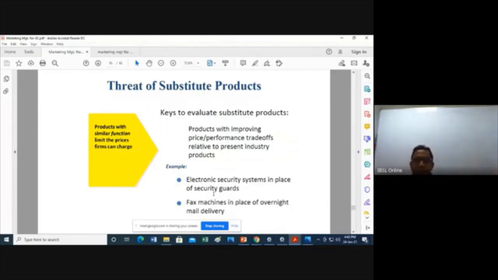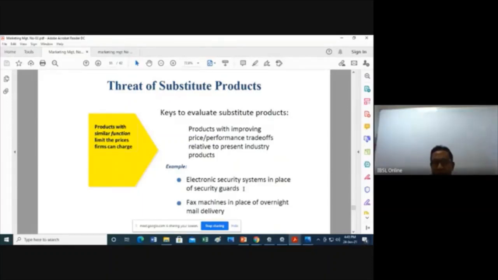Now the security guard's job is going to become very much extinct, because there are security cameras and security systems in place that can reduce the number of security guards in deployment. And fax machines in place of overnight mail delivery.